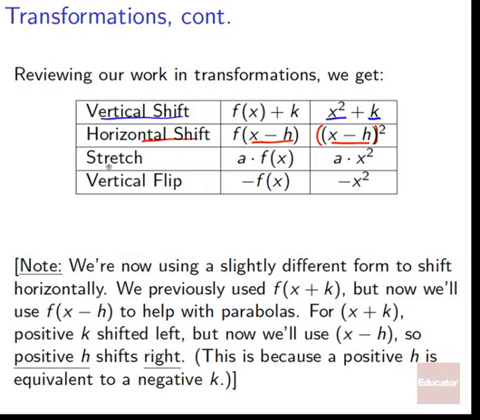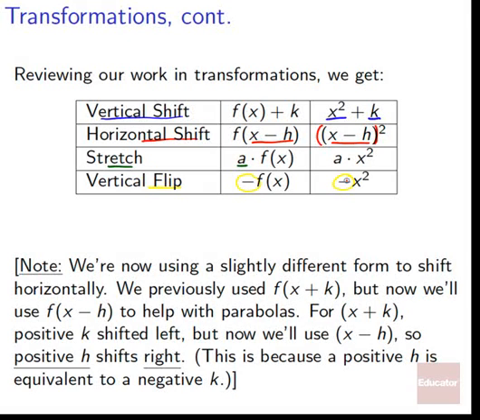Stretch, if we want to stretch it, we multiply by a times f of x. So as a gets larger and larger, it'll be more stretched vertically because it's amping it up. And as a gets smaller and smaller, closer and closer to zero, it's going to squish it down because it is taking it and making any given value output smaller. And then finally, vertical flip. Vertical flip is just based on the sign.